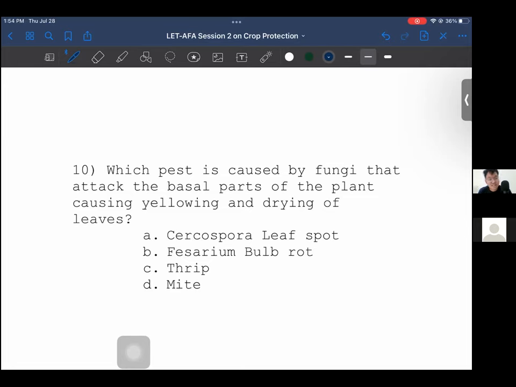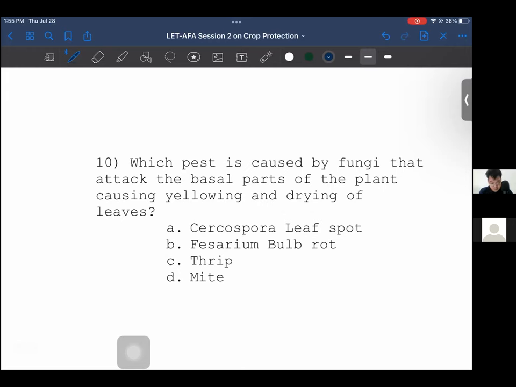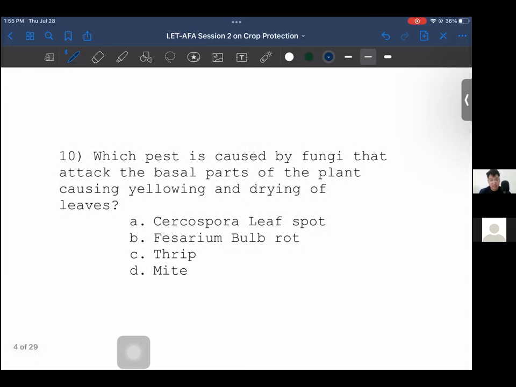So let's go. Which pest is caused by a fungi that attacks the basal parts of the plant, causing yellowing and drying of leaves? All right. So here, the correct answer for this item is letter A, which is Cercospora leaf spot.